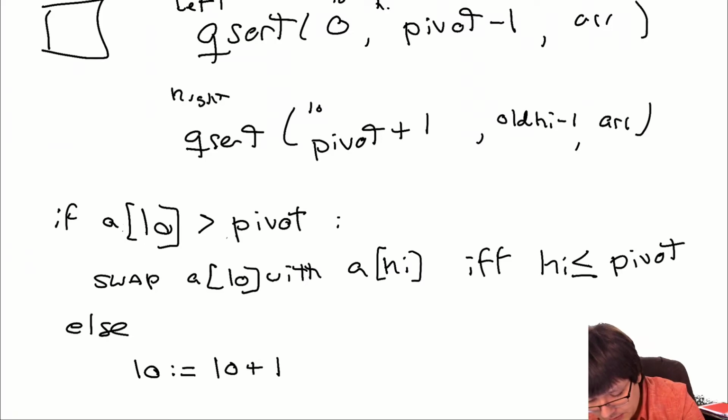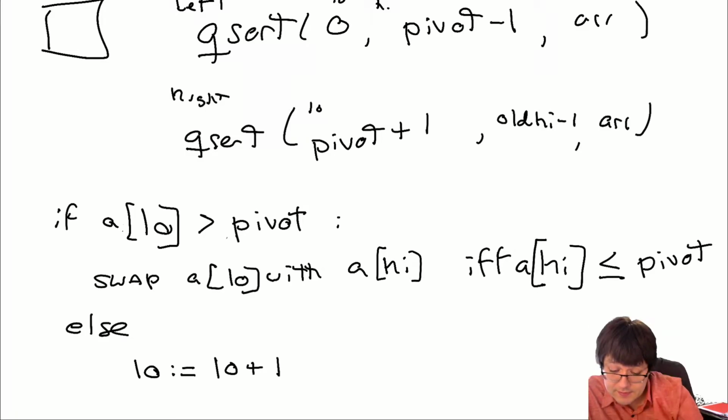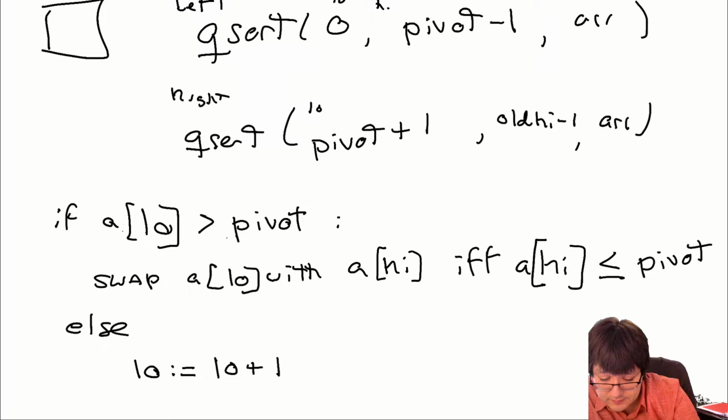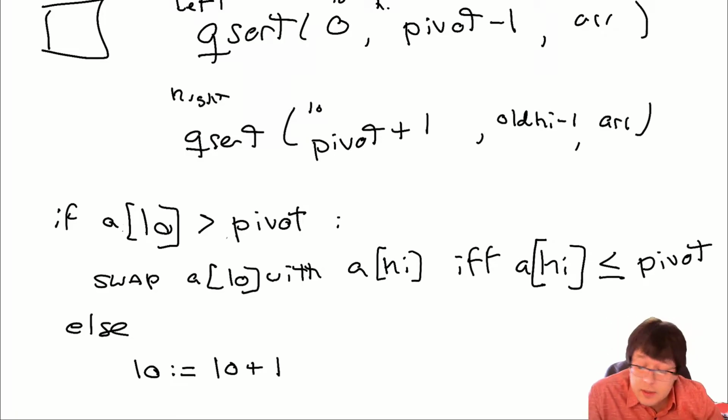But see how it can become a pain to write all these square brackets? Okay? All right. So if the contents of low is greater than the pivot, swap low with high only if high is less than or equal to the pivot. Otherwise, low plus plus.